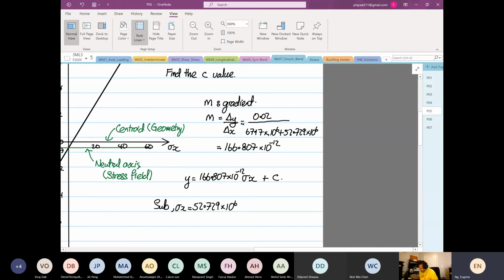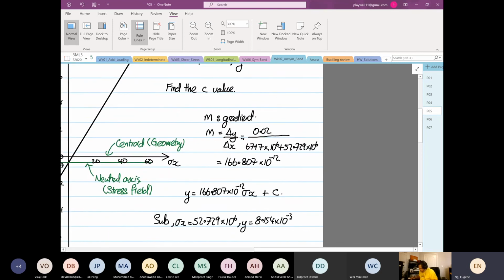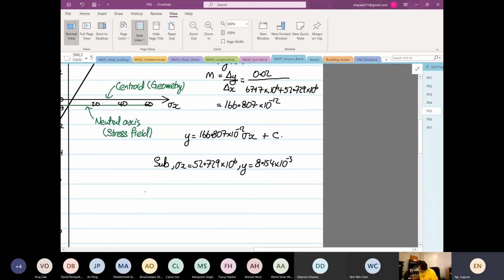Okay, and then we also know that y is equal to 8.154 times 10 to the power minus 3. We substitute this point into the expression. So y is equal to 8.154 times 10 to the power minus 3, which is equal to 166.807 times 10 to the power minus 12, multiplied by 52.729 times 10 to the power 6, and then plus C.